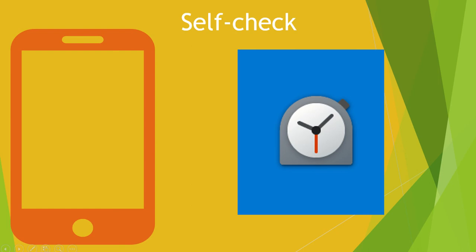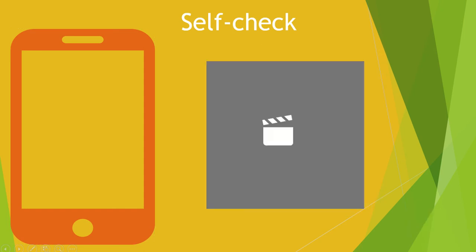Next, we have here a clock. Okay, a clock is an example of computer application. A computer application is a software. You are right again. Next, we have here a logo of a movie application. So, it is an application, therefore, it is a software.